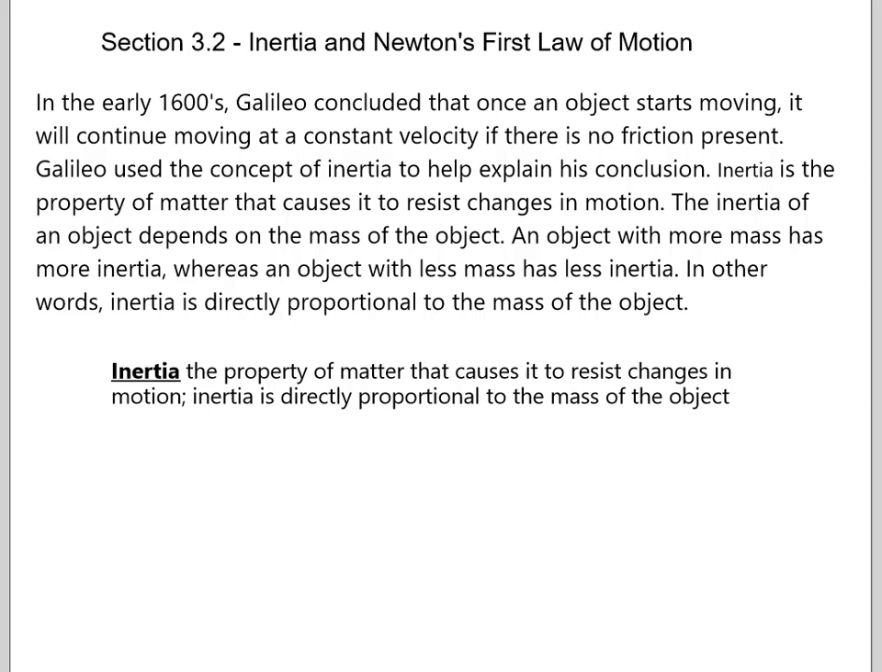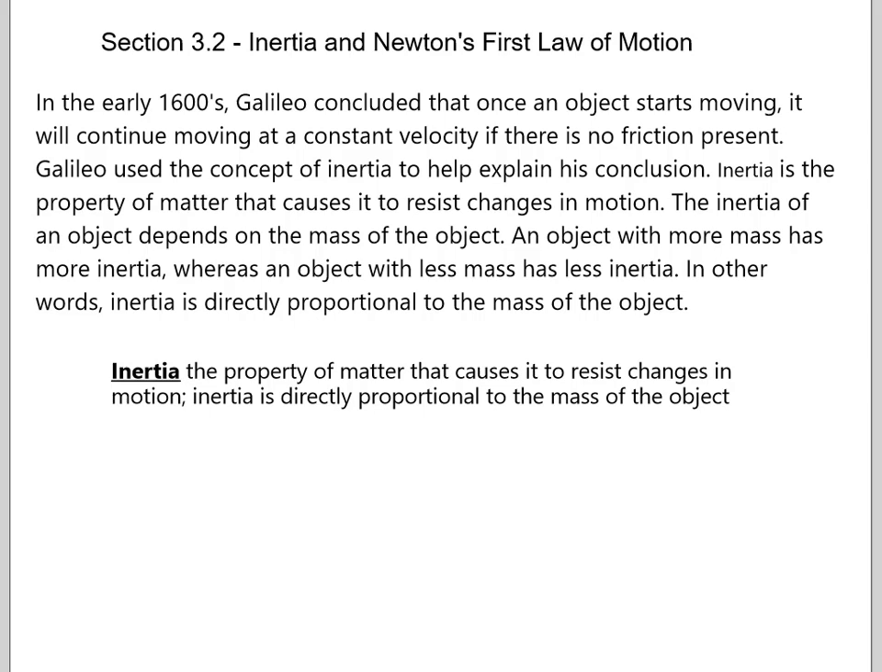So, in the early 1600s, a guy named Galileo concluded that once an object starts moving, it will continue moving at a constant velocity if there is no friction present. Try to remember they were not able to get to space at that point in time. They couldn't try things without friction, so they had to theorize about a lot of these ideas. So Galileo used this concept of inertia to help explain his conclusion.